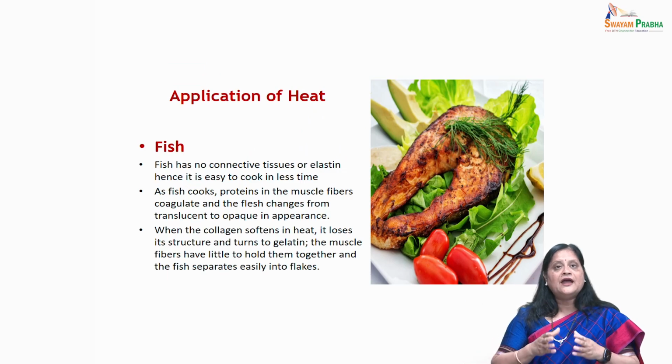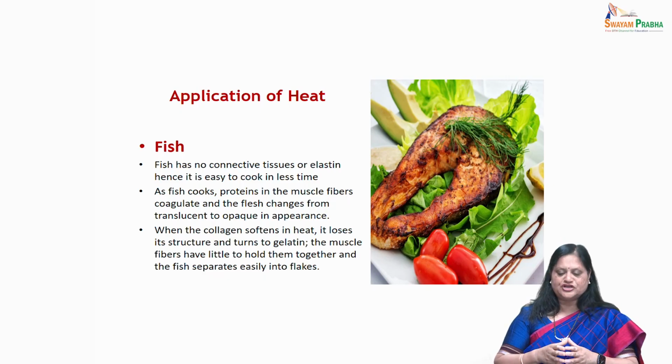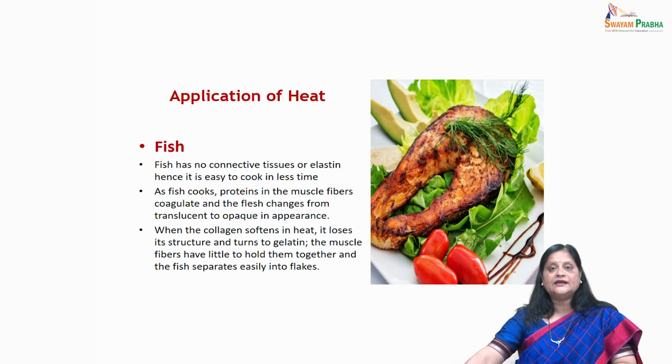Let us understand application of heat. Fish has no connective tissue or elastin, hence it is easy to cook in less time. As fish cook, proteins in the muscle fibers coagulate and the flesh changes from translucent to opaque in appearance. When the collagen softens in heat, it loses its structure and turns to gelatin. The muscle fibers have little to hold them together and fish separates easily into flakes.